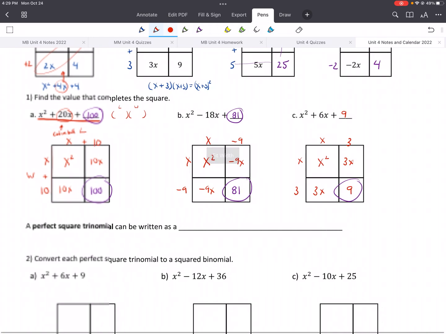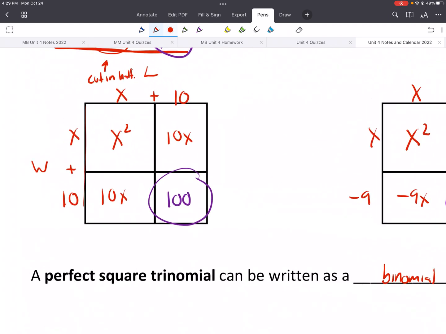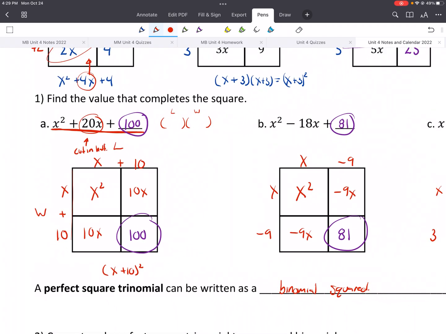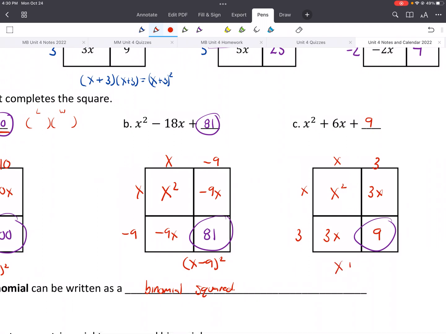Alright, so a perfect square trinomial can also be written as a binomial squared. Okay, and that's what we have here on the side, top and side. So this is the same as x plus 10 squared. So when we complete the square, we end up getting something that's a perfect square. This one is the same as x minus 9 squared. And this one would be x plus 3 squared.